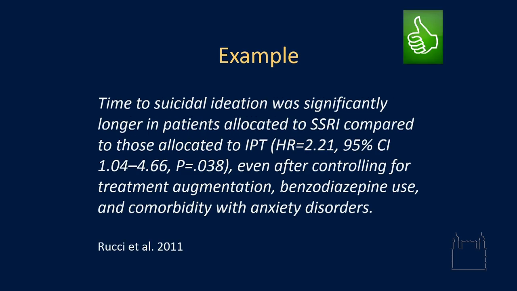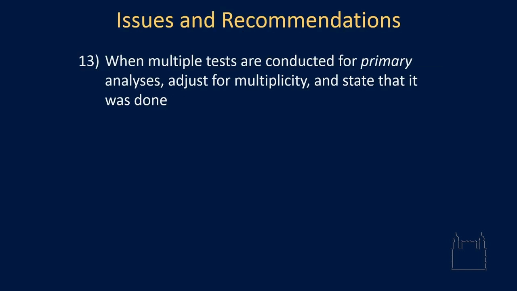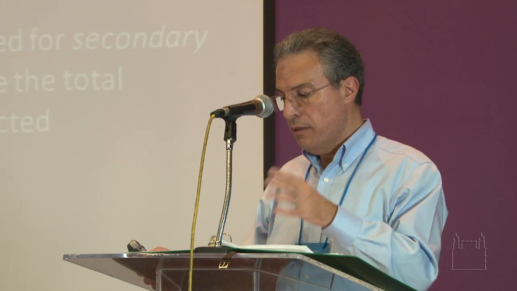I'm going to, this is an example, because I want to at least go through the recommendations. When you have multiple tests, my personal suggestion is that for the primary analysis, you have to do an official adjustment for multiplicity. By official, I mean using a statistical method to adjust for multiplicity for the primary analysis if it has several hypotheses. But I'm not going to talk about this.